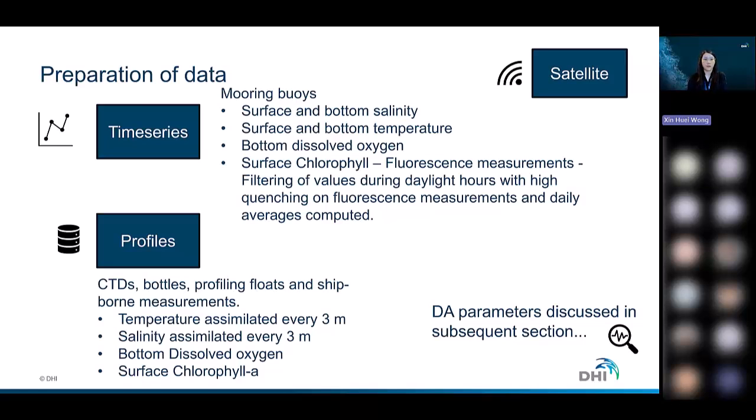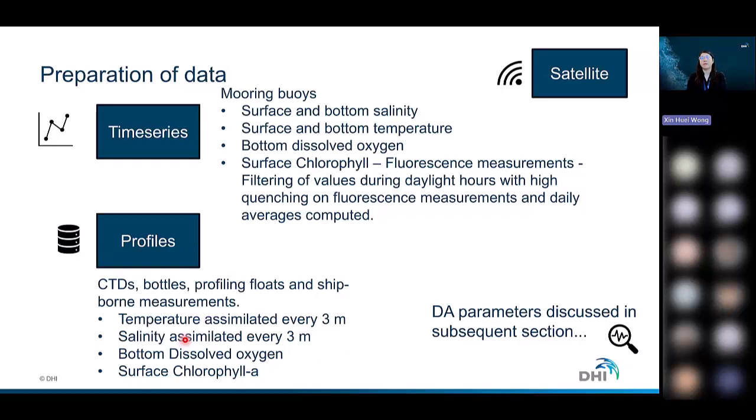For example, here we are talking about time series data, where we have fluorescence measurements for surface chlorophyll, and there's a filtering of values during daylight hours with high quenching, and daily averages are computed before we assimilate them into the model. As for profiles, they are also very useful for us because we can understand the stratification in our model. So we assimilate them for the hydrodynamic parameters, temperature and salinity, at every 3 meters. But for oxygen and chlorophyll, we do have a focus on the bottom dissolved oxygen and surface chlorophyll.